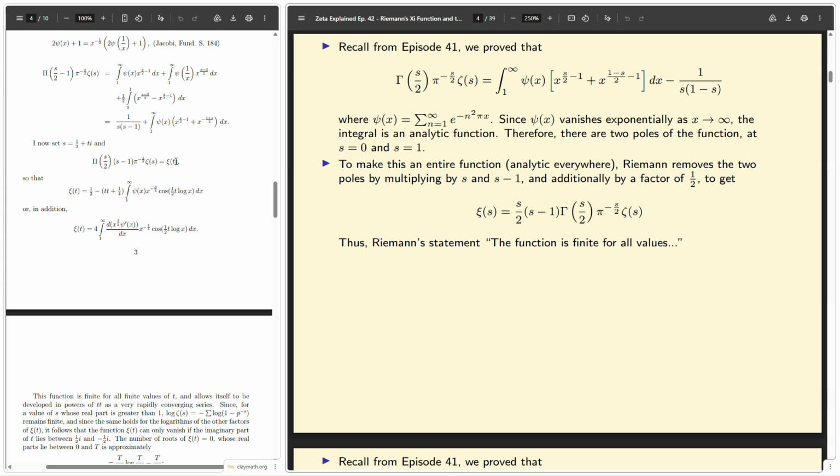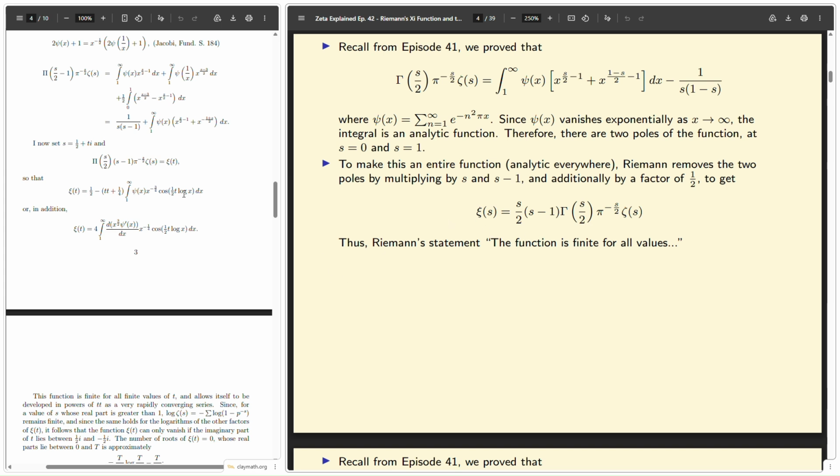So the point of this Xi function, I'm trying to motivate what the point of this function is. Instead of dealing with this function, what we're going to do is that Riemann removes these two poles at s equals 0 and 1 by just multiplying by s and s minus 1. And then he's going to additionally multiply by a factor of 1/2, which I'll explain in a sec, to get Xi of s is equal to this. And notice that this part of the equation is exactly the same as the part in the functional equation.